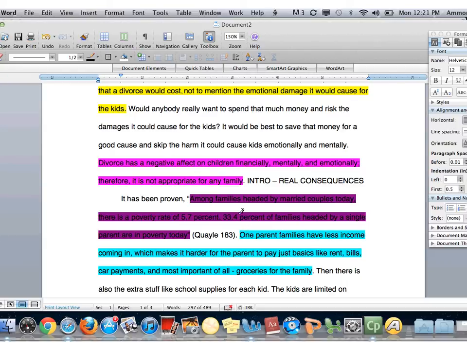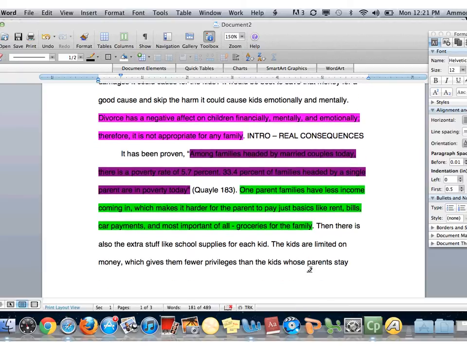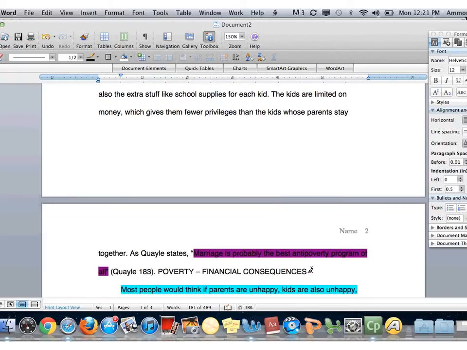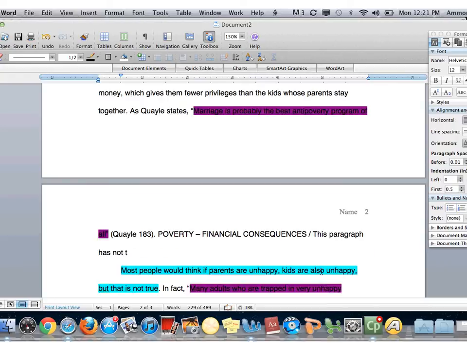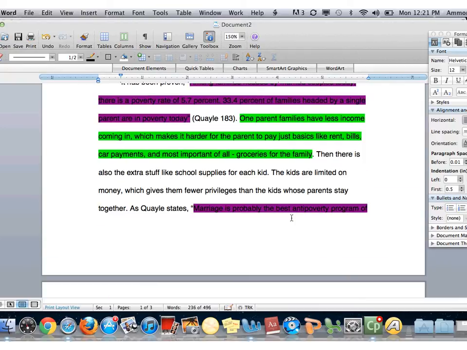So among families headed by married, this percentage of families that are in poverty today, one-parent families have less income coming in, which makes it harder. Maybe she meant that to actually be the discussion and not the topic sentence. So we need to remember that this paragraph has no topic sentence. In fact, let's come down and make that note for them. Okay, that way she'll remember to fix that before she turns it in for a final grade.